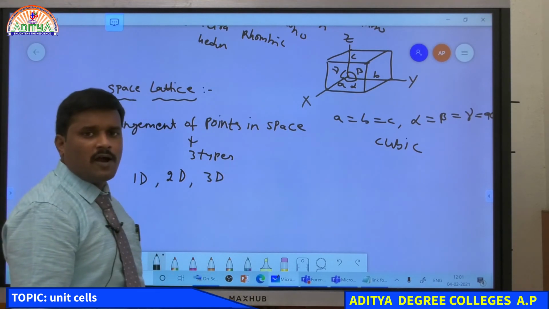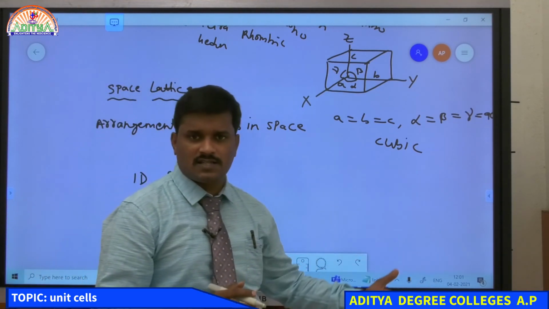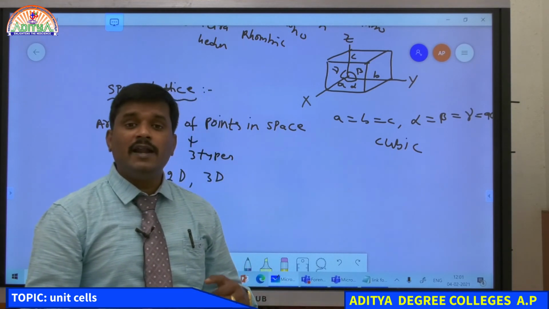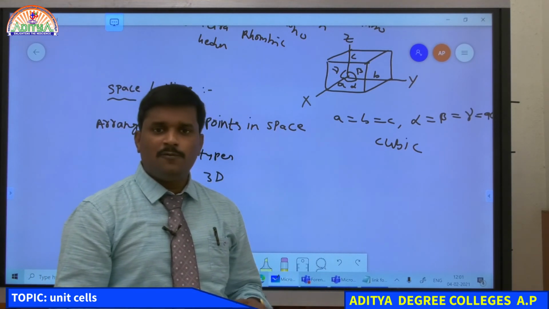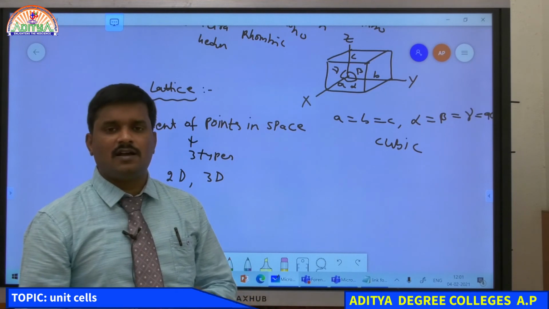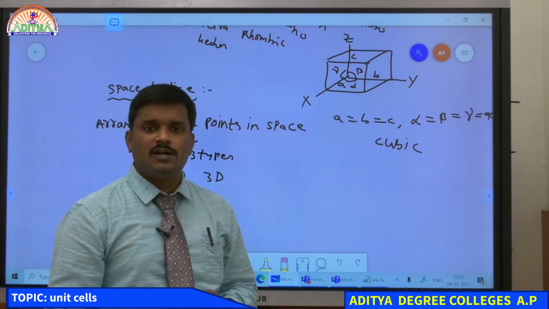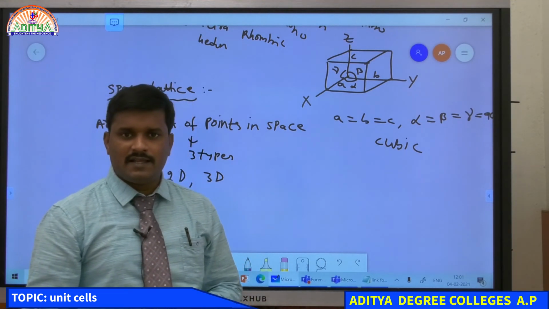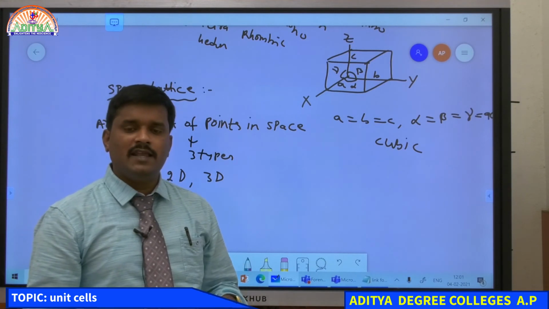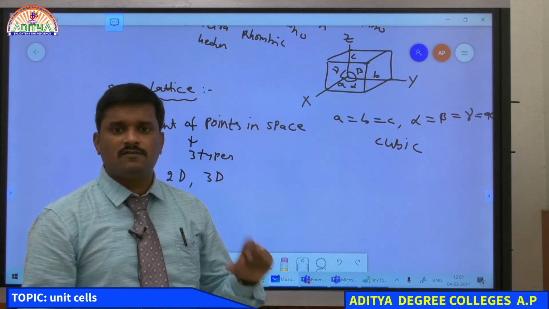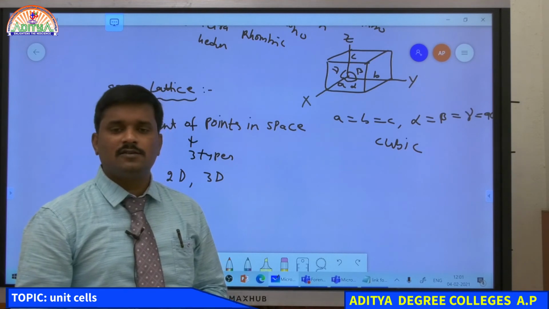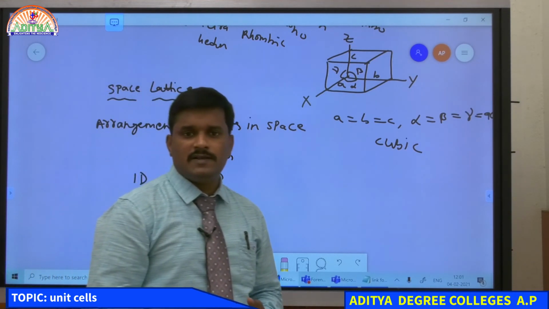If points are only arranged in one direction, then it is a 1-dimensional space lattice. If points are arranged in 2 directions, along x and y, then it is a 2-dimensional space lattice. If points are arranged in all directions, that is along x, y and z, then it is a 3-dimensional space lattice.